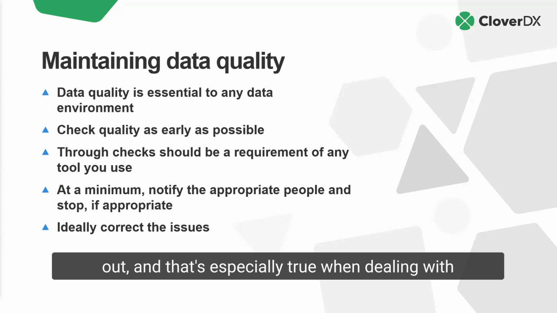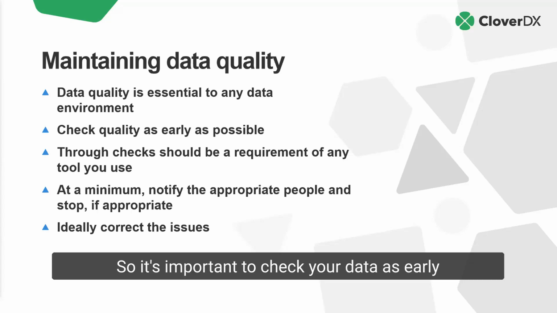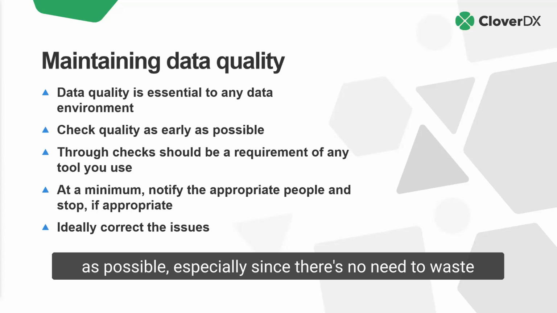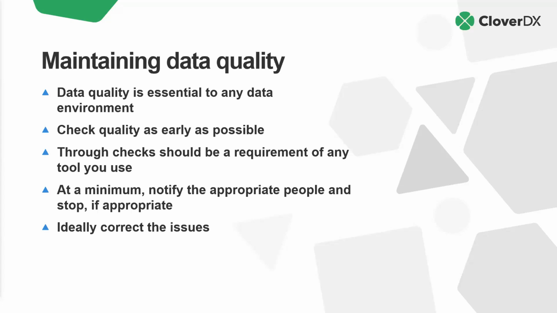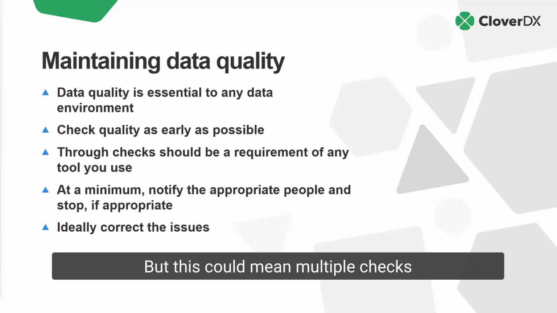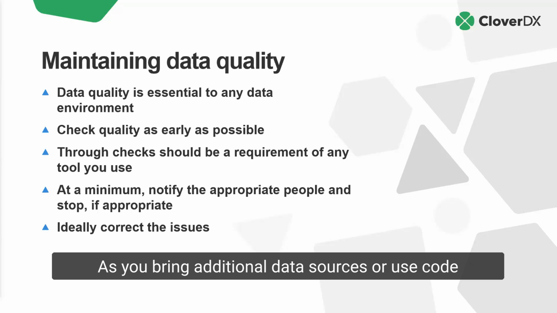And that's especially true when dealing with traditional coding as it has strict requirements. So it's important to check your data as early as possible, especially since there's no need to waste time processing, or even costs if you're in the cloud, if it's just going to fail downstream. But this could mean multiple checks in a single data pipeline. As you bring in additional data sources or use code to manipulate the data, you might want to run additional checks at that time as well.